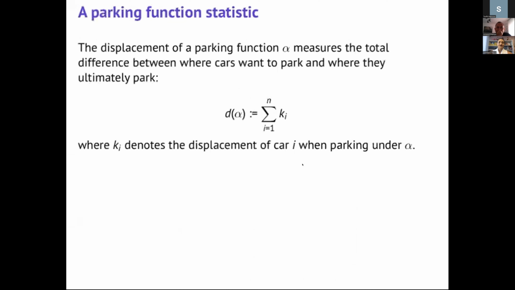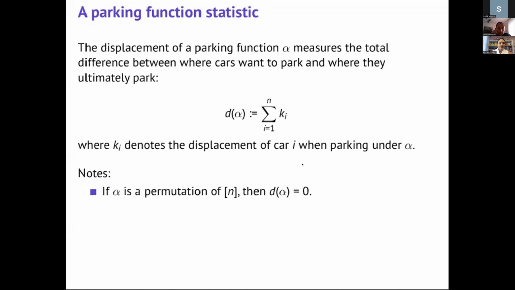Now, let me shift gears a little bit and think about a parking function statistic. In this case, what I'm going to think about is the displacement, meaning what happens to the cars when they find their preferred spot occupied? Well, they get displaced from that preference by some amount. And so let's keep track of that. So I'm going to take D of alpha to just be the sum of Ki from 1 to n, where Ki denotes the displacement from where car i wanted to park to where it actually parked under that preference list.